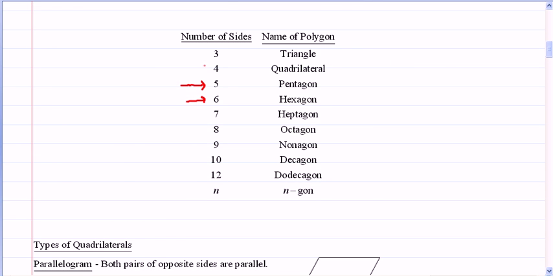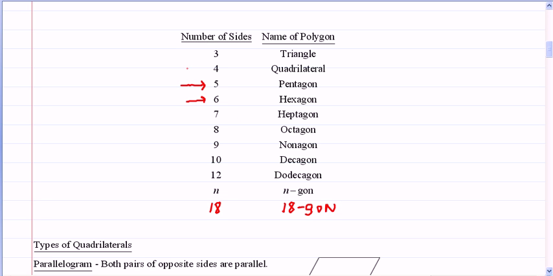So polygons can be named depending on the number of sides. A 3-sided figure is a triangle, a 4-sided figure is a quadrilateral, 5-sided is a pentagon, 6-sided figure is a hexagon, 7 is a heptagon, 8 is an octagon, 9 is a nonagon, 10 is a decagon, and 12 is a dodecagon. So any number of sides that you don't see on this list, we call it an n-gon. So if you had a figure with 18 sides, we could call it an 18-gon.